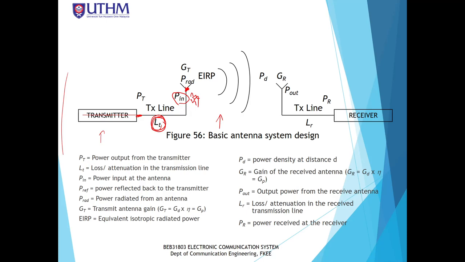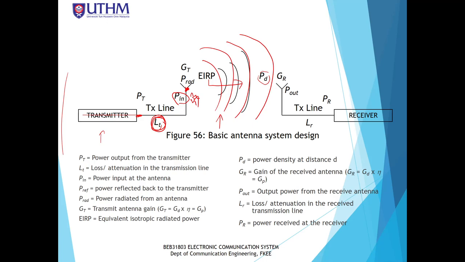Okay, and then here you see that the wave travels towards the receiver, and at the receiver side we are going to have PD, power density. The power density is defined as the power per unit area. The wave travels in a spherical shape, so at the receiver side we can calculate the power density, which is power per unit area. That is what we call power density.